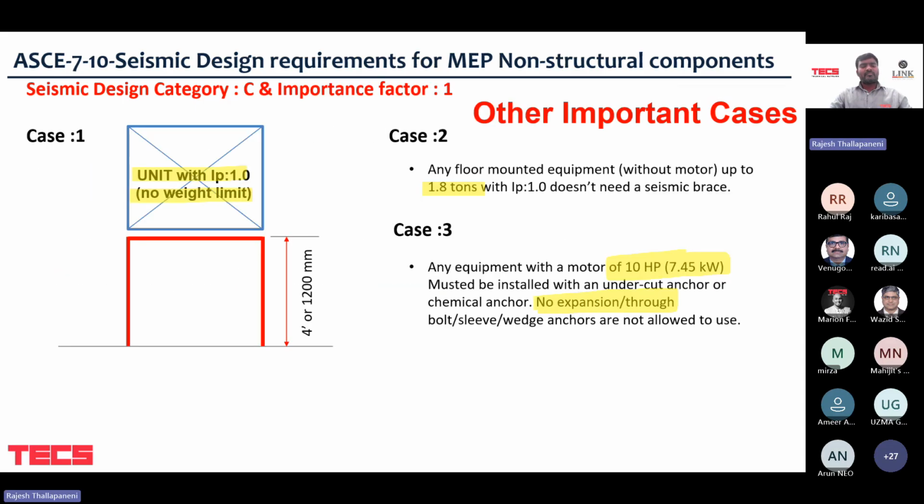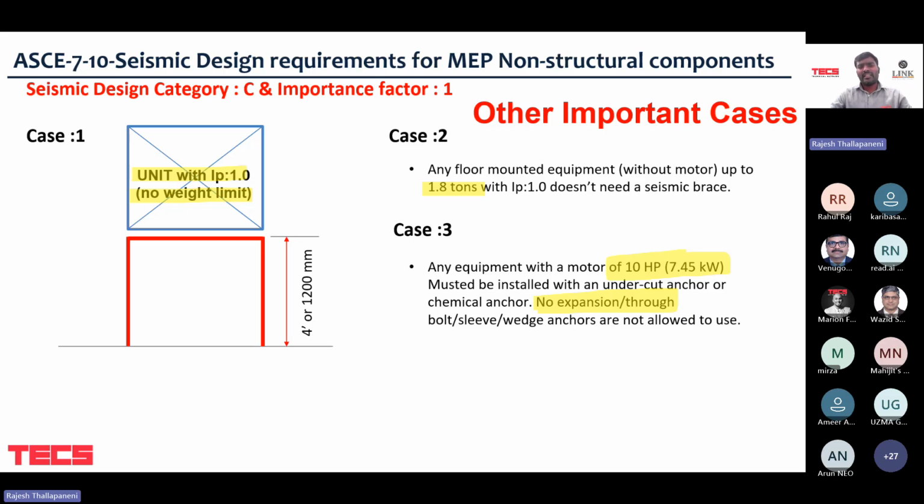And we have two special cases. The first is roof-mounted equipment, such as a chiller, water tank, AHU, or FCU, fan coil units, anything that is floor-mounted or mounted on the roof. If the equipment is standing at 1.2 meter height, meaning the support height at the bottom of the equipment, and with an importance factor of 1, meaning it should not affect any of the operations of the building even in case of failure, in such cases we can avoid seismic bracing.